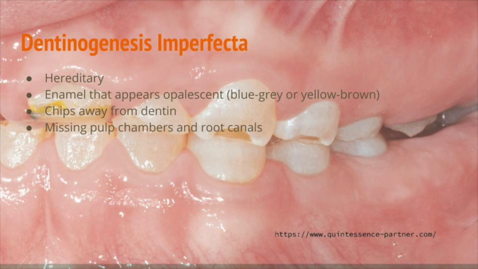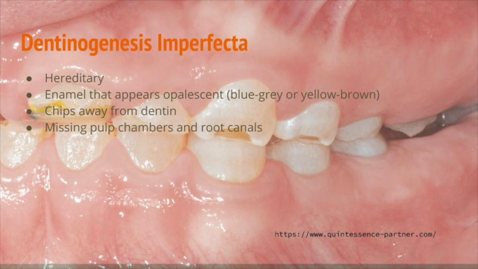Dentinogenesis imperfecta is a hereditary disorder, and basically the enamel appears opalescent, which is almost like a faded look or almost see-through. It kind of appears as a blue-gray or a yellowish brown, which looks just worn away. This leads to a lot of chips in the dentin. It's just a lot of weakening in the dentin, also in the pulp. Sometimes pulp chambers can be missing along with root canals, which obviously just leads to a lot of problems with no strength of the tooth.